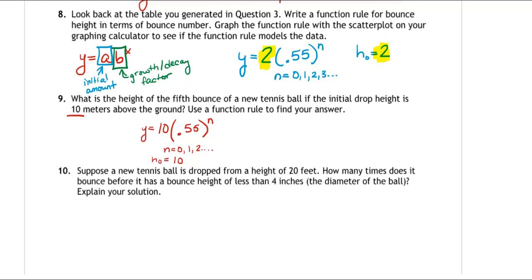Well, I want to know the fifth bounce. So that means that I'm going to plug a 5 in for n, because remember the n is representing each bounce. So if I was wanting to know the 42nd bounce, I'd plug in a 42 right here and see what it says. So really, if I'm going to do this, I have y equals 10 times 0.55 to the fifth power. And the reason it's the fifth is because it wants to know the fifth bounce. So if I take 10, multiply it by 0.55 to the fifth power, that's going to get me back 0.503 meters.